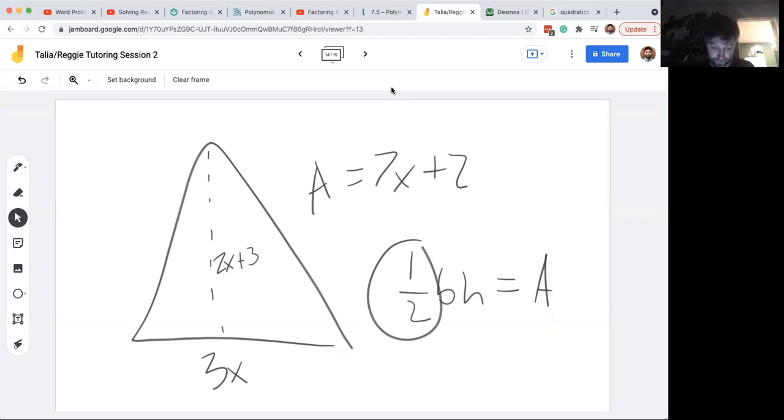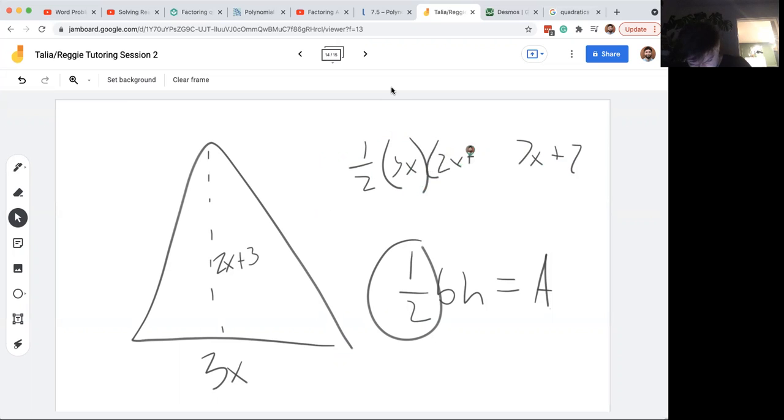All right, so now I'm going to solve it. So 1/2 base times height equals area. So our area is 7x plus 2. And 1/2 times 3x, that's a 3x, times 2x plus 3 equals 7x plus 2.